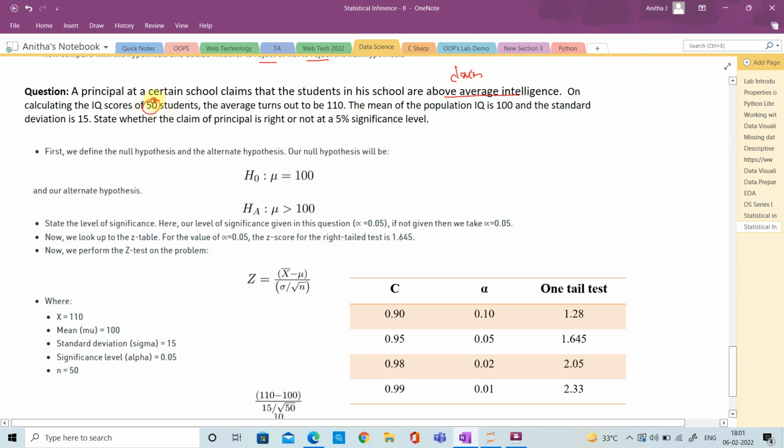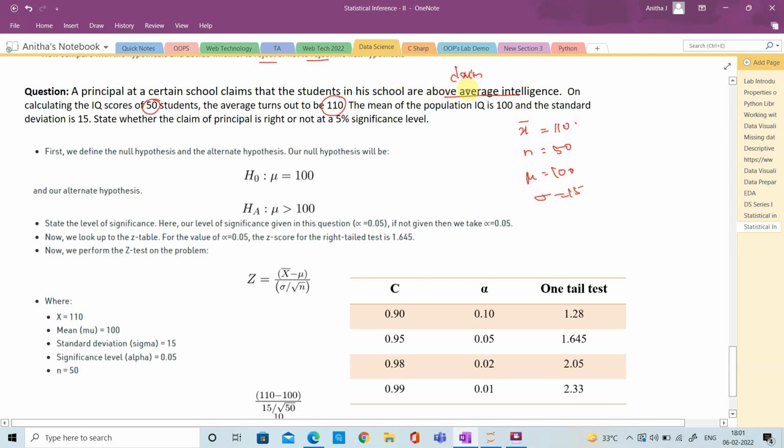I'm taking some 50 students from the school and calculating the average of 110. So my sample mean is 110 and the number of students I have taken is 50. The population mean I got is 100, and the standard deviation I got is 15.